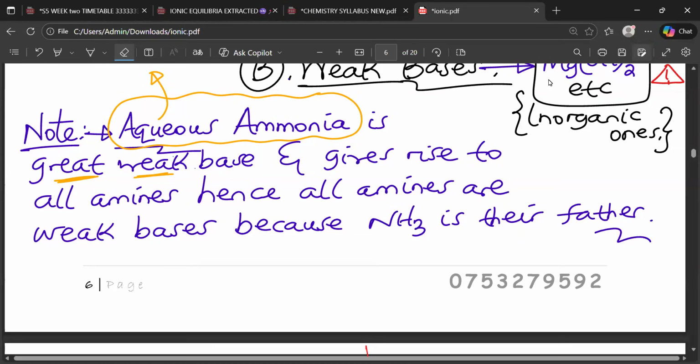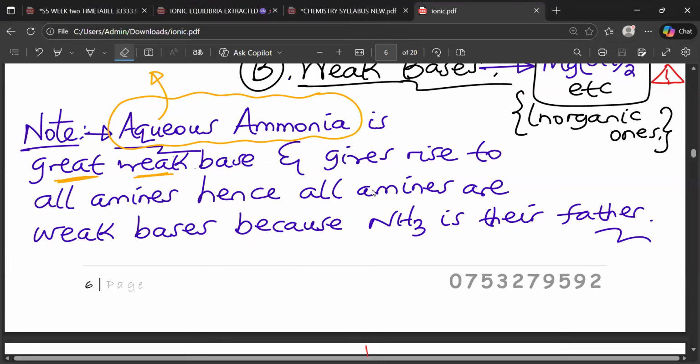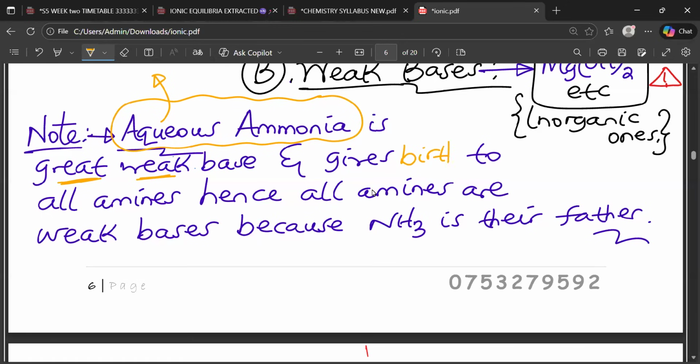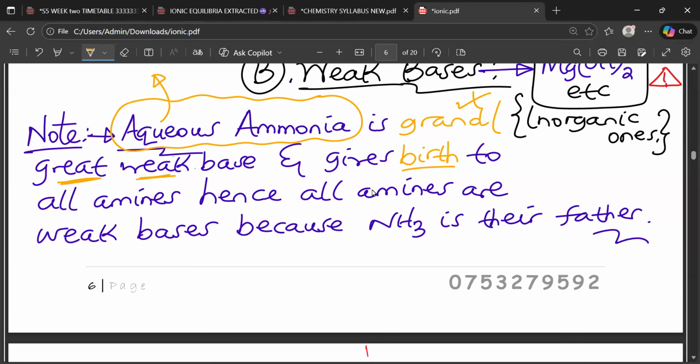It is ammonia that gives birth to all other amines. We are going to see how. It is the grand weak base, or the great weak base, and it gives birth to all amines. You like it or not.